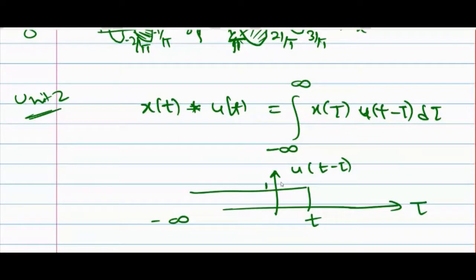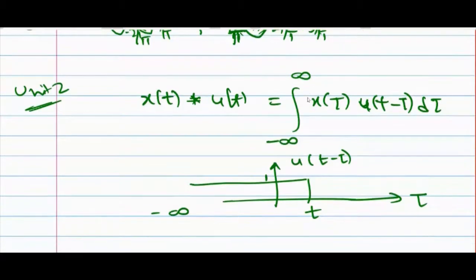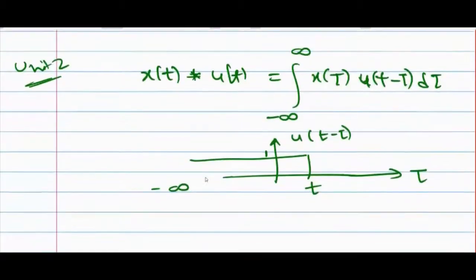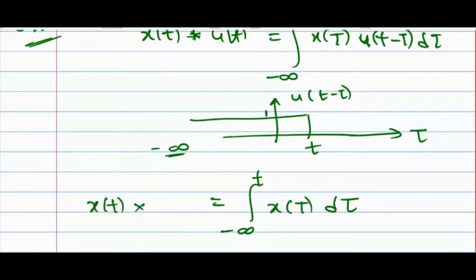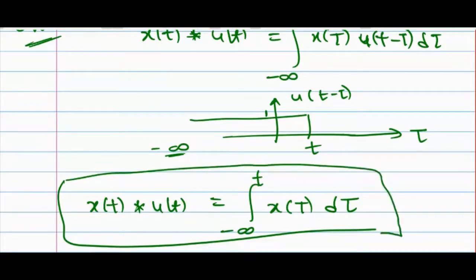As my signal u of t minus tau is present from minus infinity to t, I need to change the integration limits. This becomes integration from minus infinity to t, because u of t minus tau is present from minus infinity to t, and x of tau and u of t minus tau has amplitude 1. So this is x of tau into d tau. So x of t convolution u of t is this much. So integration from minus infinity to t of x of tau d tau is x of t convolution u of t.